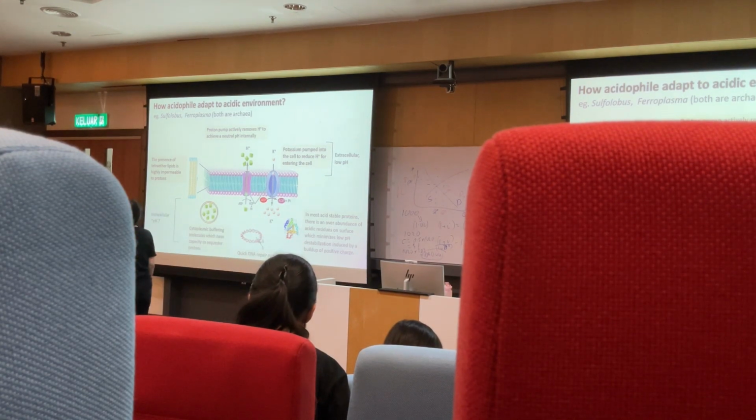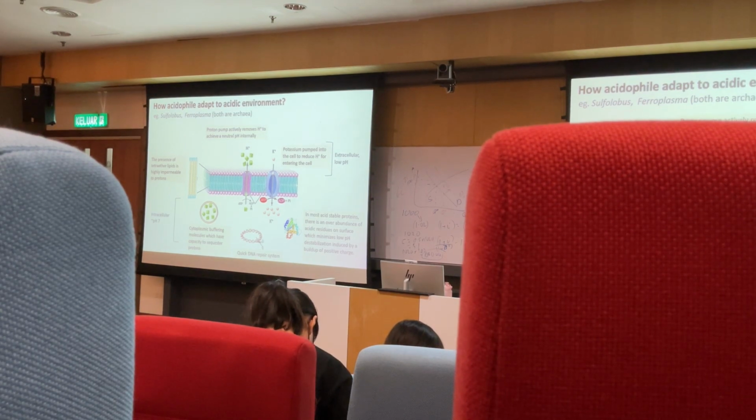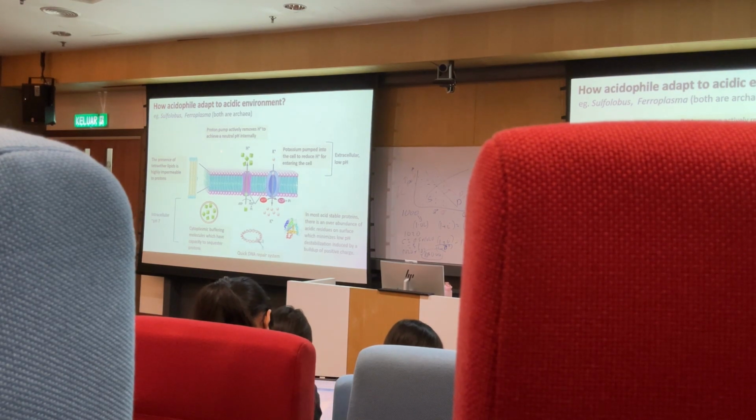Staphylococcus and Ferroplasma, both are archaebacterial. How do they adapt to the low pH? When you have low pH, meaning that you have a lot of hydrogen ions accumulated outside the membrane, your membrane has to do something. First of all, you have to use energy to pump the hydrogen ion, the proton, out of the cells.